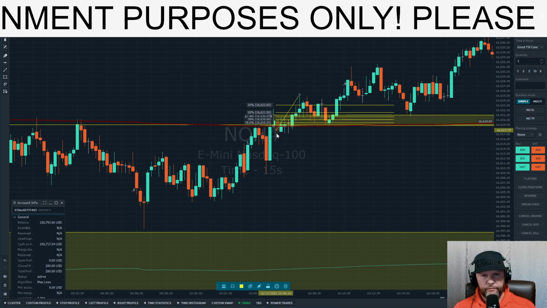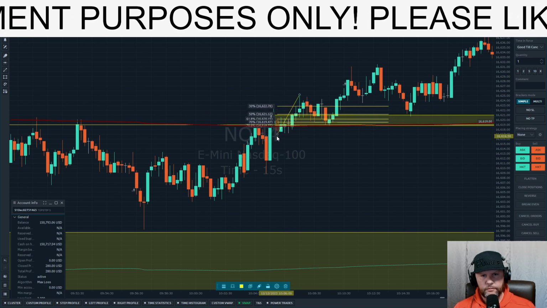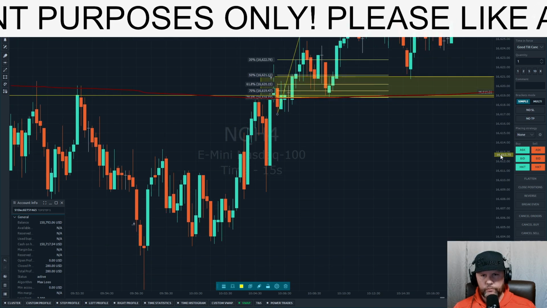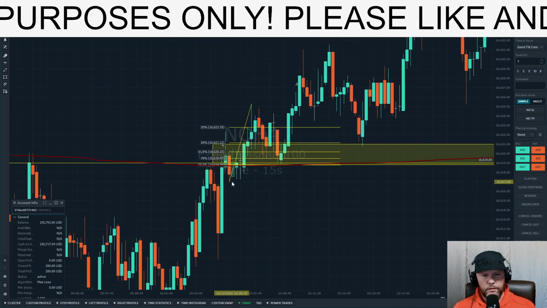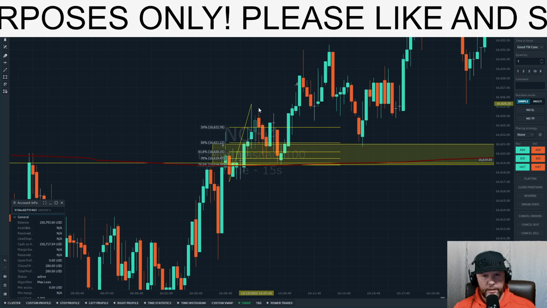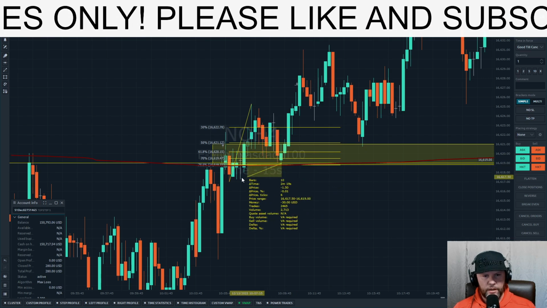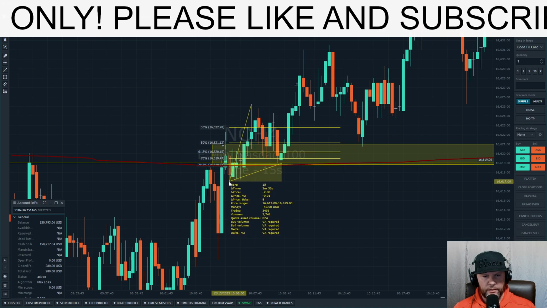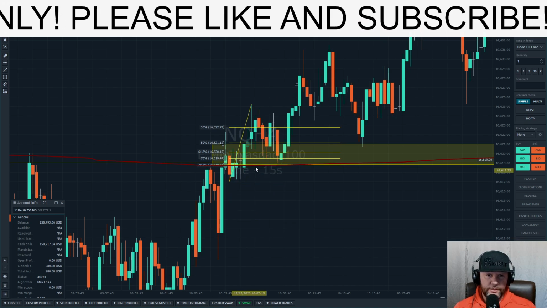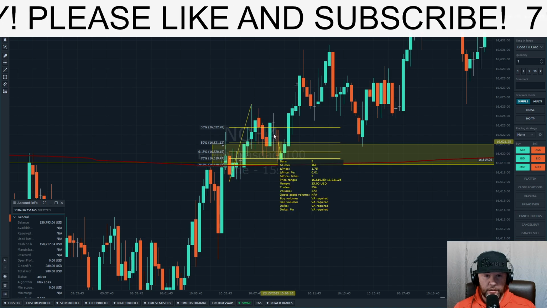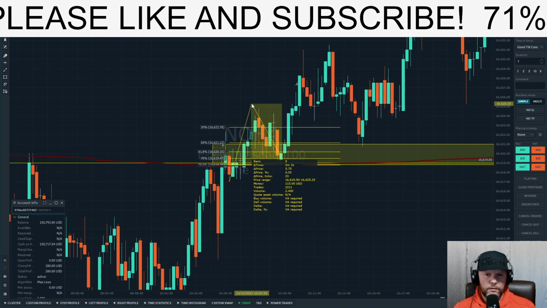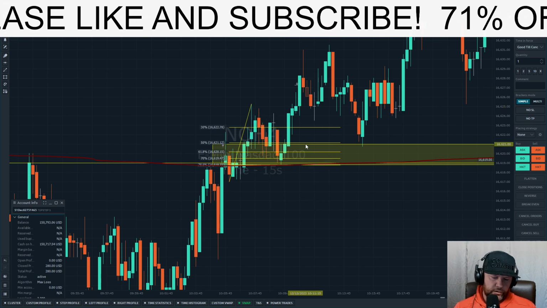I guess it helps if we have it the right way there. There we go. So on this one, you had this little leg up, 786 pullback, right into the VWAP. So stop would be a 2-handle stop and a 5-handle winner.